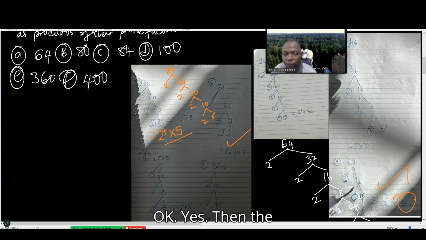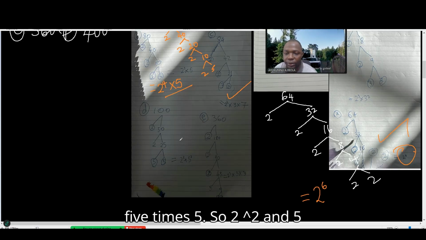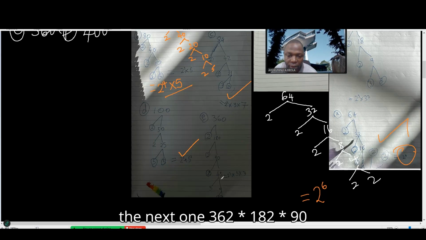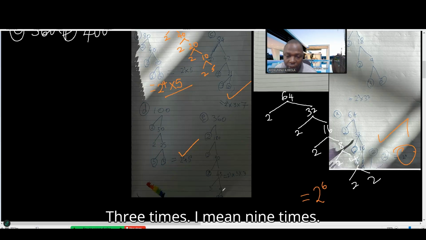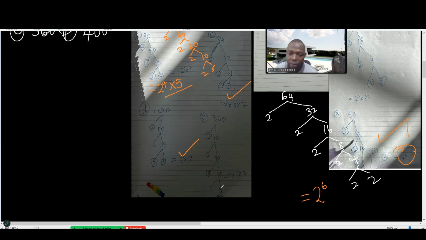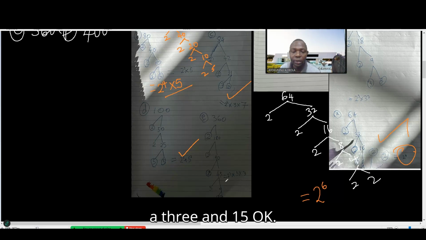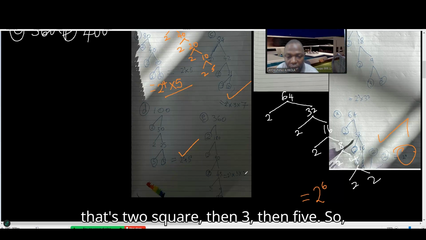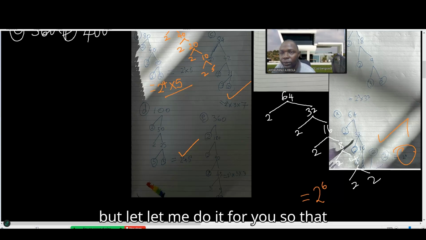Then the next one is 100. 2 times 50, 2 times 25, 5 times 5. So 2 squared and 5 squared. This is correct. That's perfect. Then the next one, 360. 2 times 180, 2 times 90, 2 times 45, and 9 times 5. You used 5 and 9. You could have used 3 and 15, but you still got the same thing anyway, because 2 squared, then 3, then 5. But let me do it for you so that next time you see what you're supposed to do.